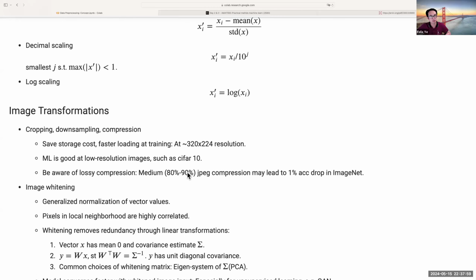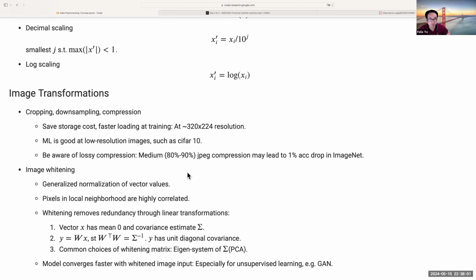Okay, so image transformations. This is also very important. If your data is images, as in one of the homeworks where you're going to work with image data, images usually have a lot of pixels. Nowadays if you take pictures with your phone, it gives you millions of pixels per image. So you need to do some downsampling.